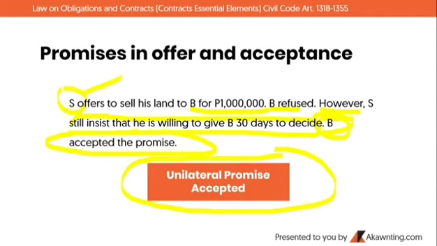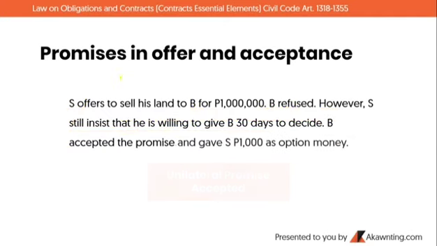So, let's go to the next example. This time, nagkaroon ng option money. So, S offers to sell his land to B for 1 million. B refused. However, S still insists that he is willing to give B 30 days to decide.